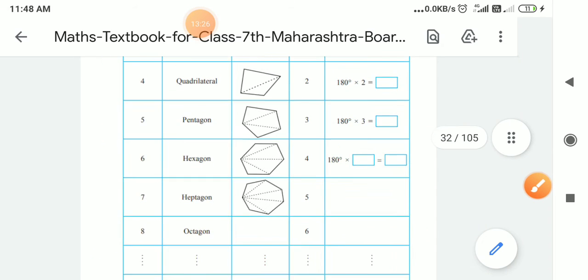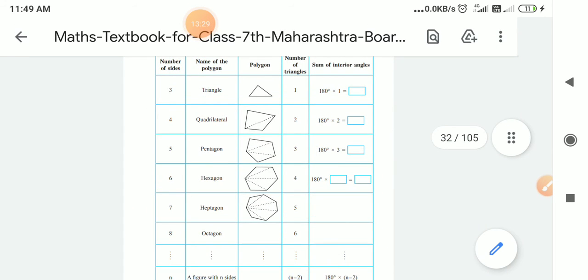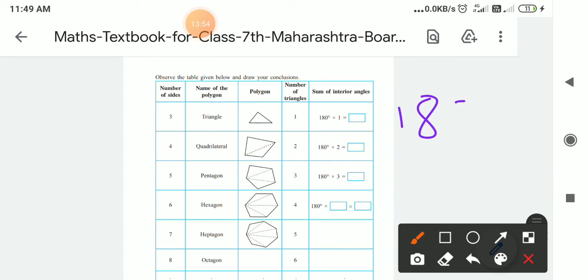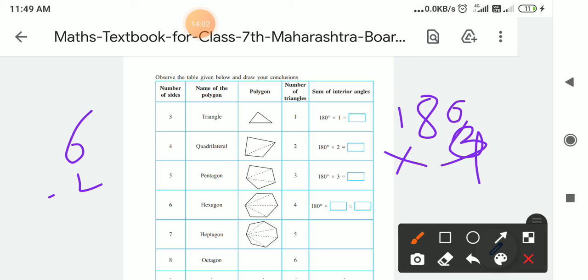So in this way today we understood how to find the measure of all angles of a polygon, a closed figure having different sides. How to derive? First just count its sides. If 5 sides are there, that is a pentagon, it has 180 into 3. A hexagon has 6 sides, minus 2, how much? 4. So 180 into 4.